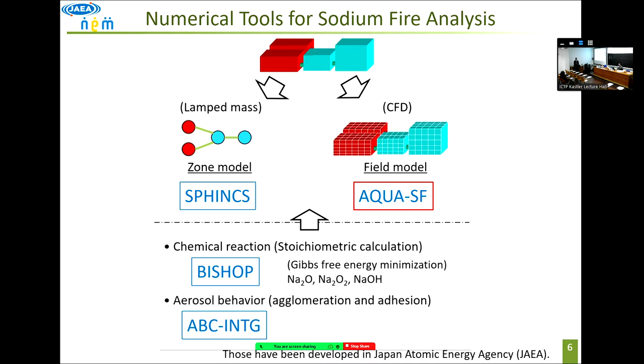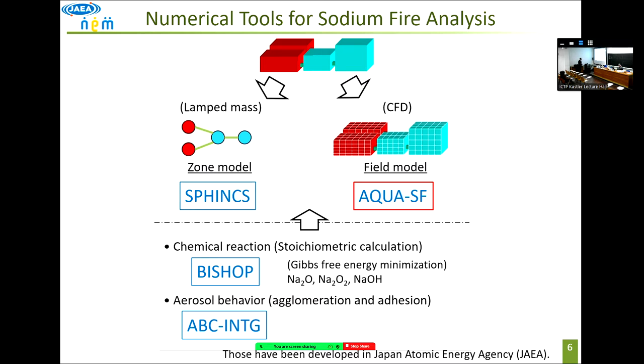Many plant dynamics analyses, such as MELCOR, and in the sodium fire case yesterday, you heard about CONTAIN-LMR. That is a kind of lumped mass model. In fire analysis, we usually say that this is a zone model. On the other hand, from the viewpoint of detailed investigation, we need multidimensional effects. At that moment, we use some kind of CFD tool. When those multidimensional effects are taken into account, we say field model. In Japan, at the Japan Atomic Energy Agency, we developed the SPHINX code for the zone model and the AQUA-SF code for the field model.